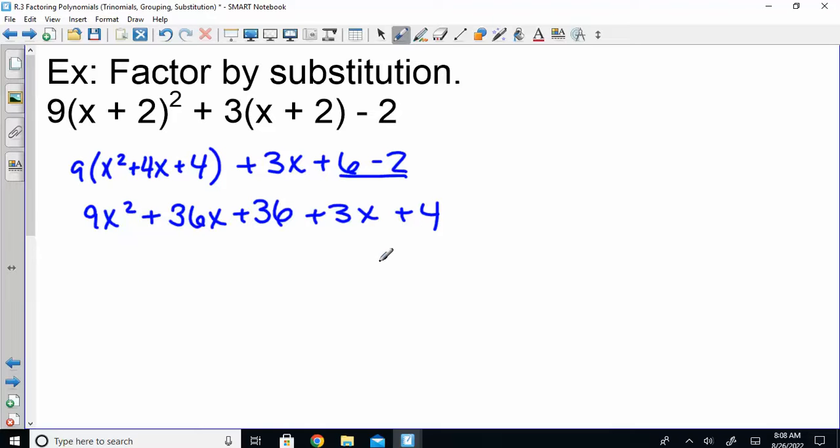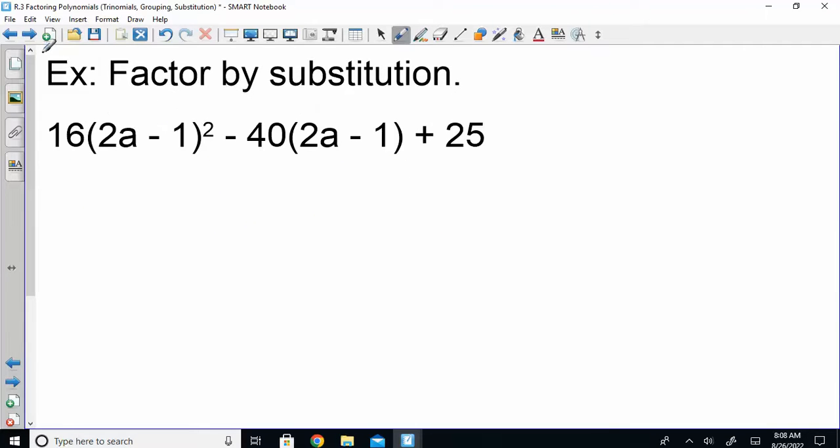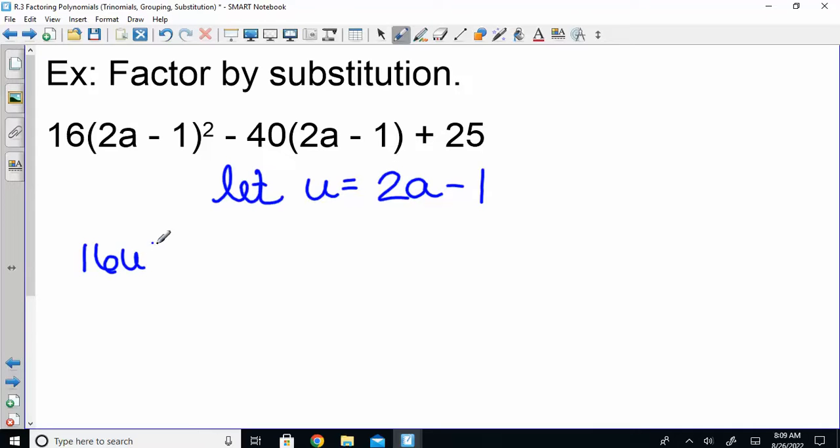Let's try one more substitution one together, and then we'll look at that homework. Let's do this one. So if I wanted to do this with substitution, what would I do first? What is my u going to be? 2a minus 1. I want this one to be the 2a minus 1. So if I make that replacement, what is my problem? 16u squared minus 40u plus 21.